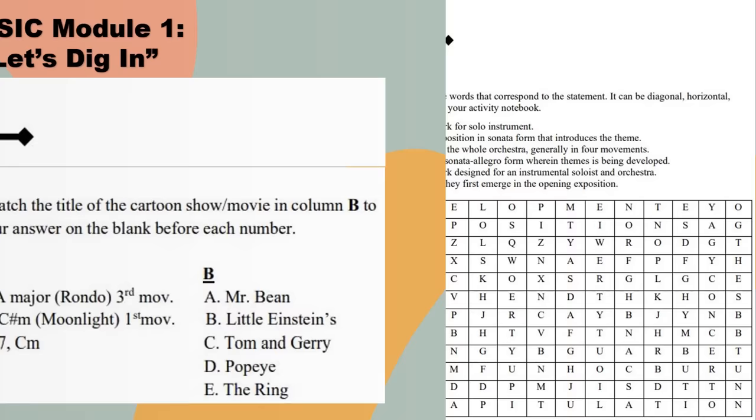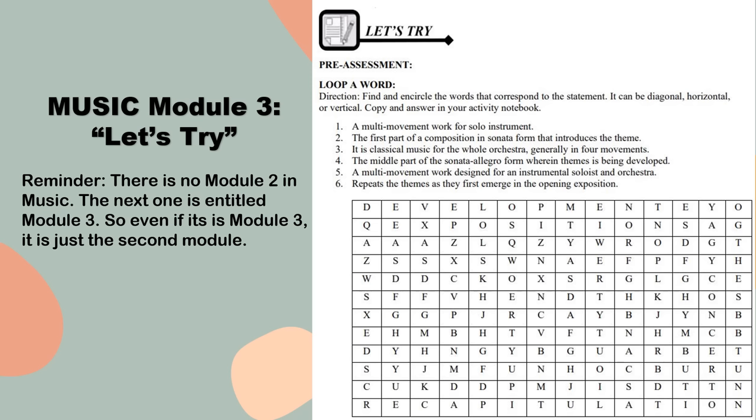If you have noticed, after Module 1 is already Module 3. That's because there is no Module 2 in music. The next one is already entitled Module 3. So even if it is Module 3, it is just the second module.